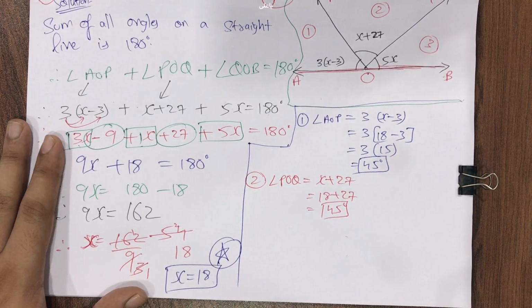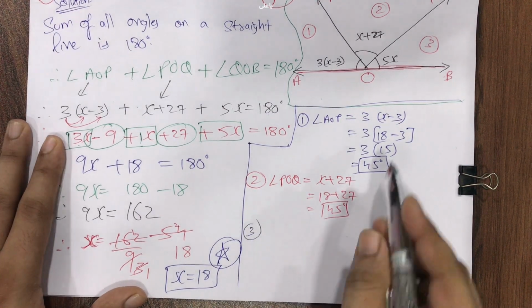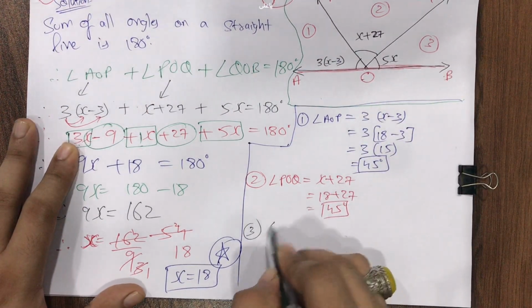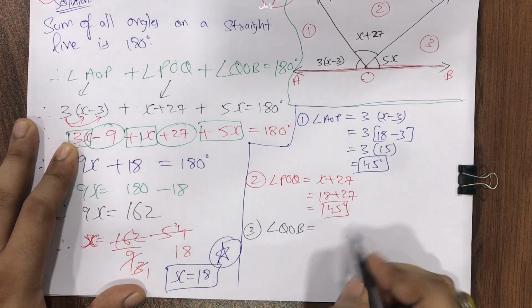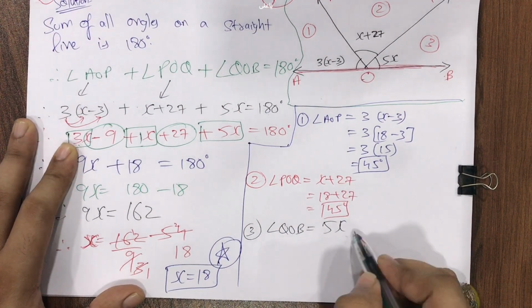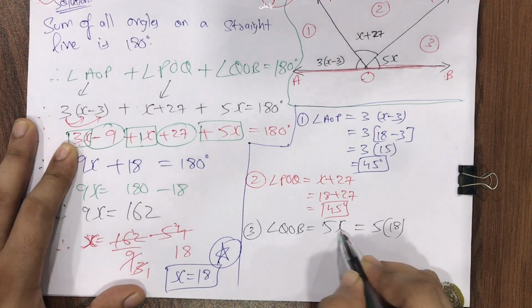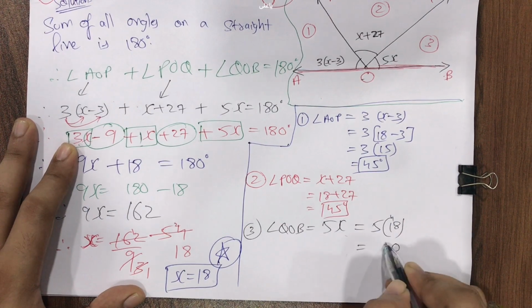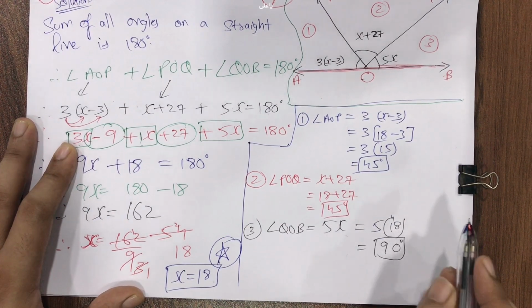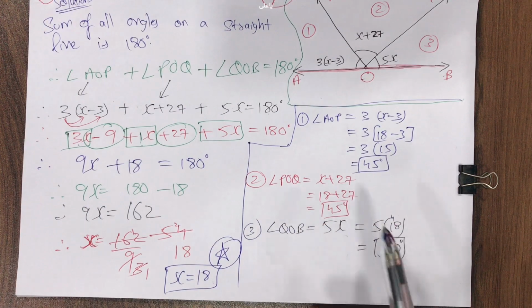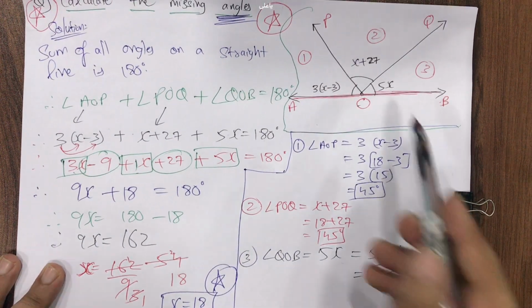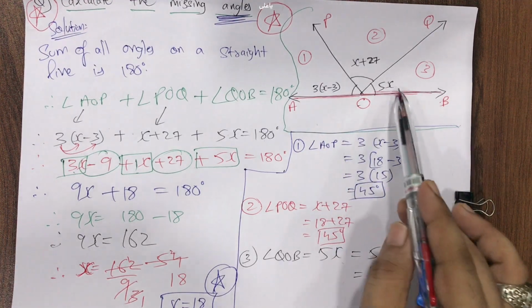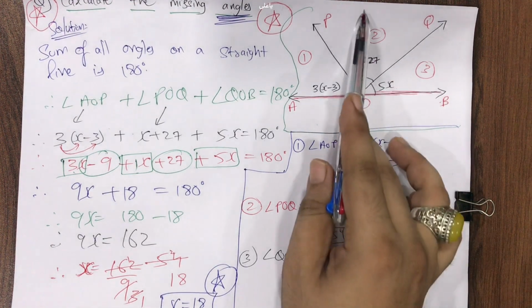Now the next one, the third one, which is it? QOB. You can also say BOQ. Angle QOB is equal to how much? 5x. So it's 5 multiplied by 18, because the value of x is 18. 5 8s are 40, carry 1, 5 1s are 5 plus 4, 9. It's 90 degrees. See here, we have also proved a thing. We can recheck our answer. We got to know that the value of this angle is 90 degrees. Apparently it's not seen. I know 90 means the straight.